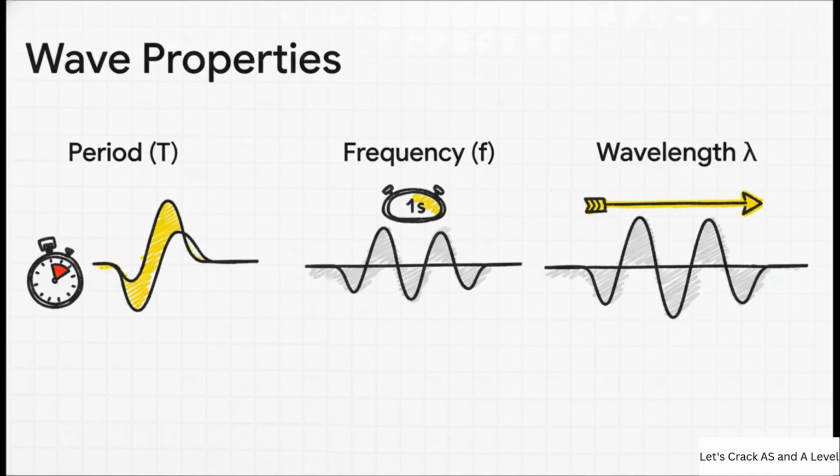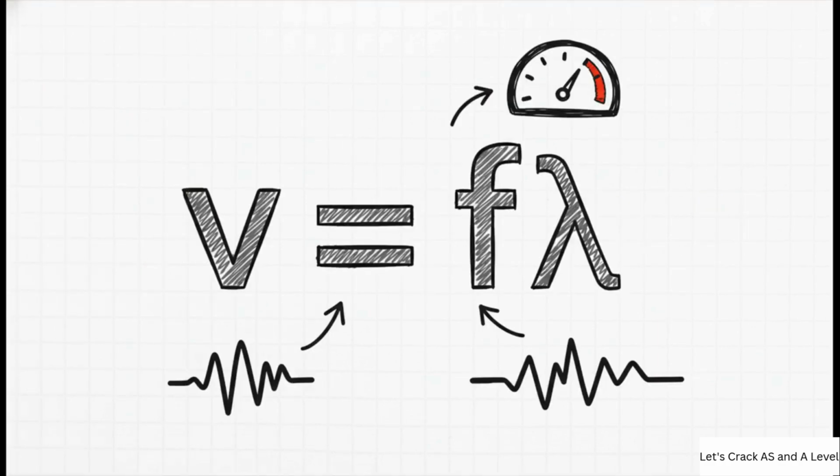You've got period. That's the time it takes for one full cycle. You've got frequency, how many of those cycles happen every second. And then wavelength. That's the actual physical distance between two identical points on back-to-back waves, like from one crest to the very next one. And of course, this all comes together in the one, the only fundamental wave equation. Speed equals frequency times wavelength. You are going to be using this formula constantly, so please make sure it's absolutely second nature.